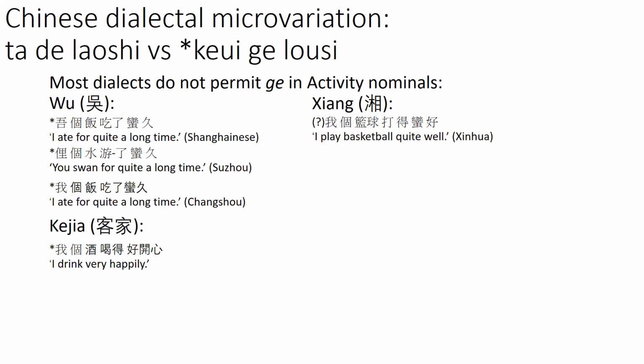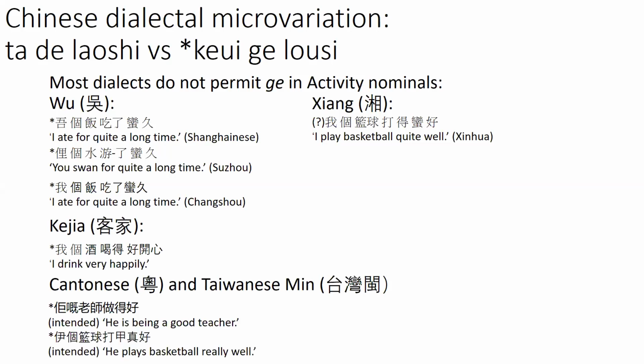Needless to say, in Cantonese and in Taiwanese Min, these two examples are not permitted at all. So, 佢嘅老師做得好, as Tang said, and also in Taiwanese Min, 一個籃球打得真好, meaning his playing basketball. So not his basketball, not his ball, but his playing basketball. That's also not permitted. So in contrast to VGO, the use of ge in activity nominals in subject position is much less common.